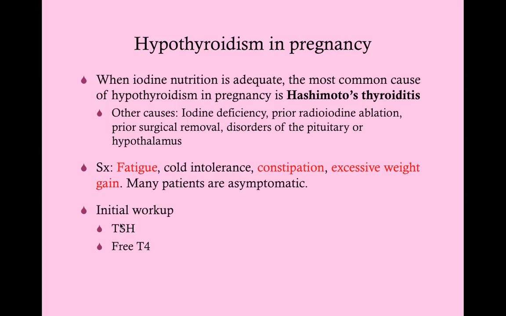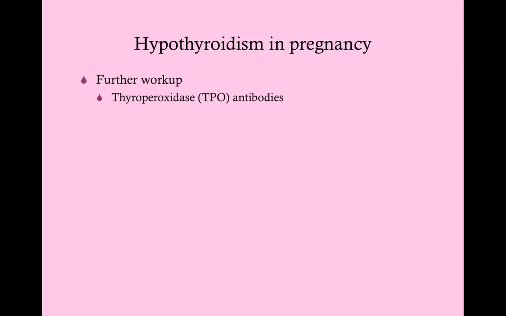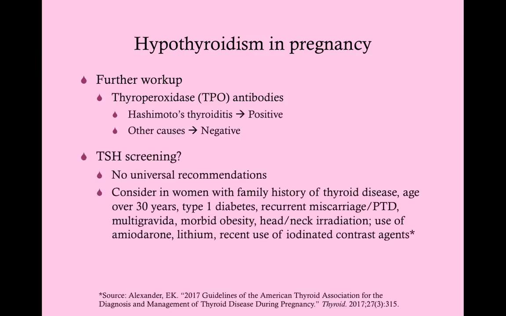Our initial workup for anybody who we suspect hypothyroidism is going to be a TSH and a free T4. Very predictable. And what do we see? The TSH is going to be high and the T4 is going to be low. So the pituitary and the hypothalamus are telling the thyroid to work, and the thyroid is saying, no, I don't want to work. So our further workup is going to be thyroperoxidase antibodies. What are these associated with? Which condition? Hashimoto's. And so we want to check for the most common cause. If we get a positive titer, then we know we have Hashimoto's. If it's negative, we look for other causes.